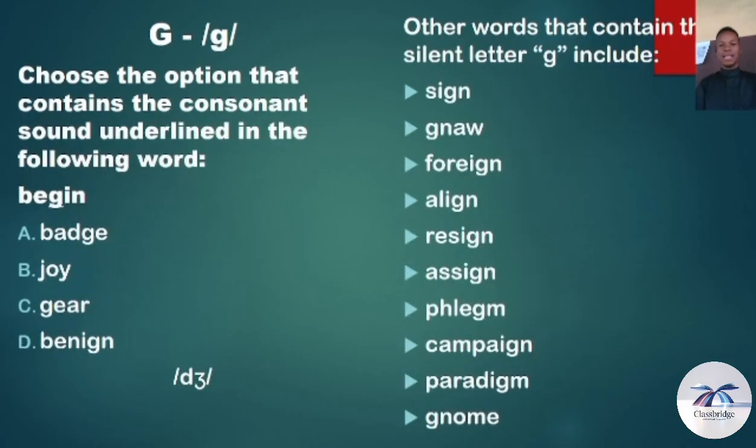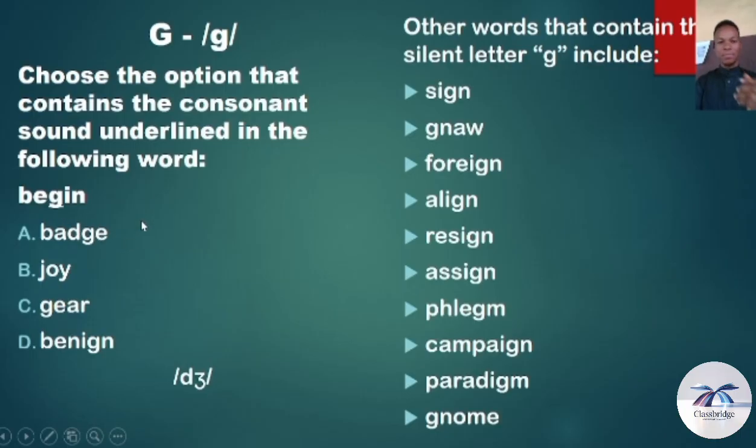The next silent letter we are looking at is letter G. Many students mistake letter G for J as well, whereas G is pronounced G. Say it with me, G. It is a voiced consonant sound. Now, we have been given a word, begin. The letter G in begin has gained prominence, and that is why we have it to be G.